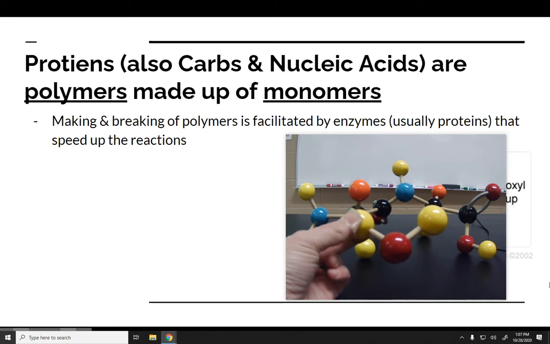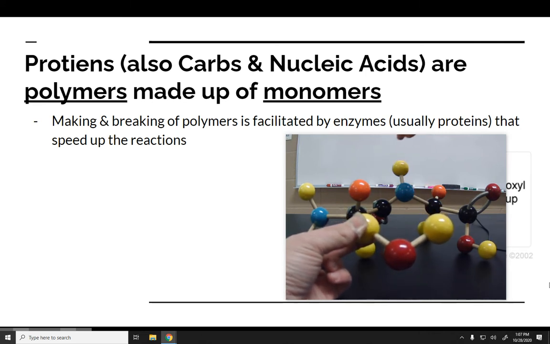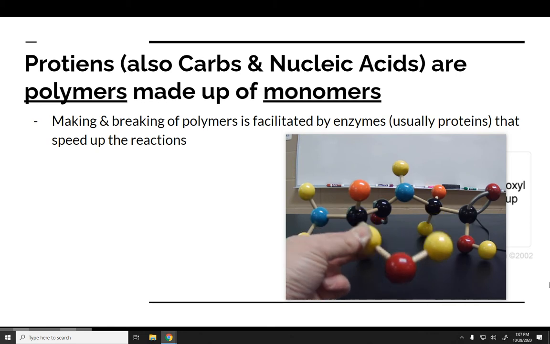Dehydration means taking away water, right? If you're dehydrated, you don't have enough water. And synthesis means putting things together to build something. So this process is known as dehydration synthesis.